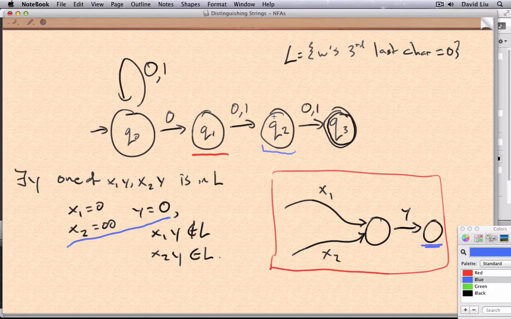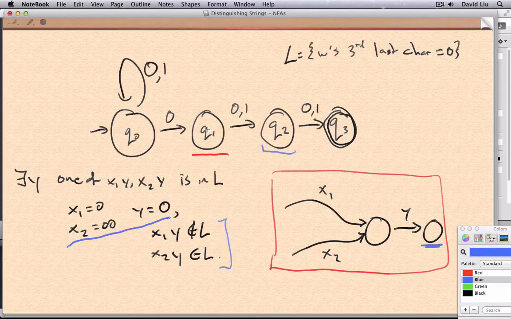And this means that when x2y is read, it's possible to reach this q3 by making the right choices. If we look at the choices for x2 that lead to q1, all we've managed to prove by this distinguishability argument is that q1 just happened to be the wrong choice for x2. That doesn't rule out the possibility that there's actually a correct choice.